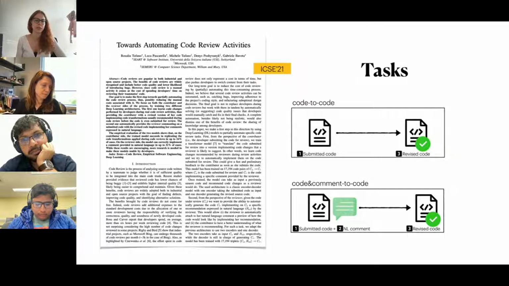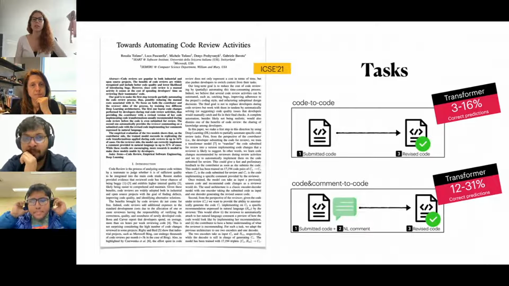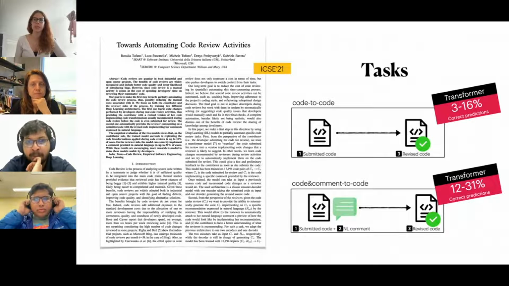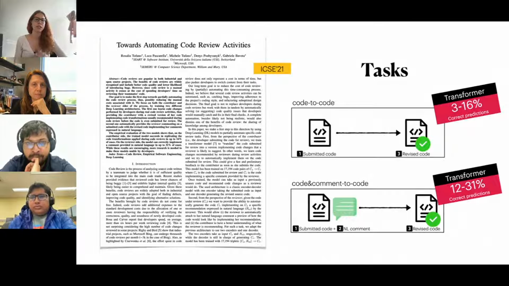So we trained two transformer models, one for each task, using a dataset that we collected from real code review activities, obtaining from 3 up to 16% of correct predictions for the first task, depending on how many attempts the model is allowed to make, and 12 up to 31% of correct predictions for the second task.